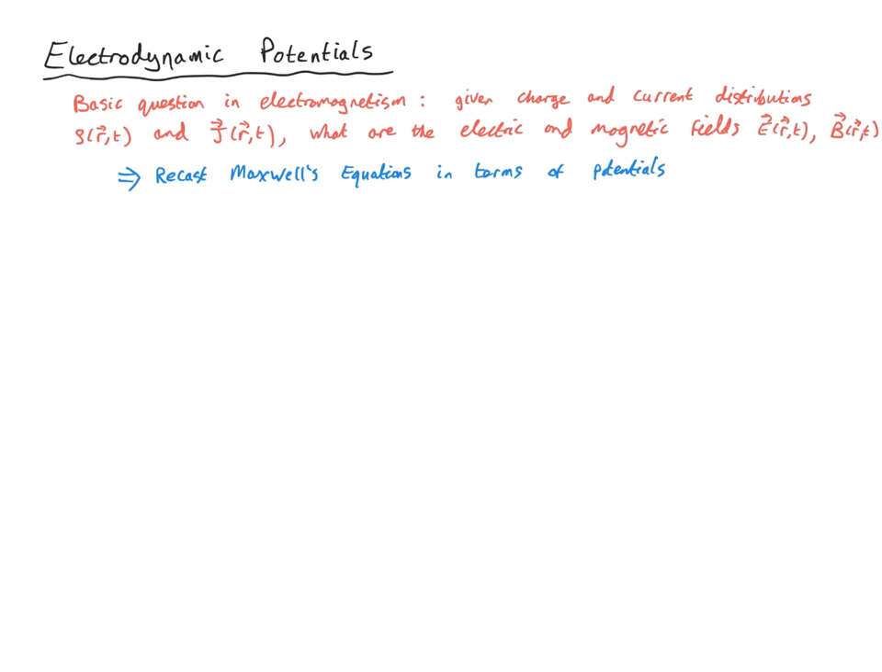We already saw on the static side of the theory, when the charge and current distributions do not depend on time, so that the electric and magnetic fields are time independent as well, we saw that we could introduce an electric potential, which is a scalar potential, and we also saw that in magnetostatics we could introduce a vector potential, which is a magnetic vector potential.